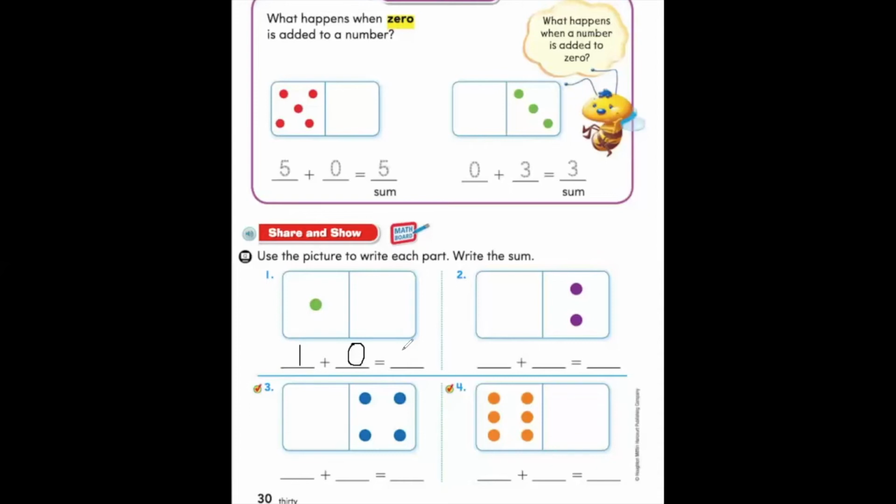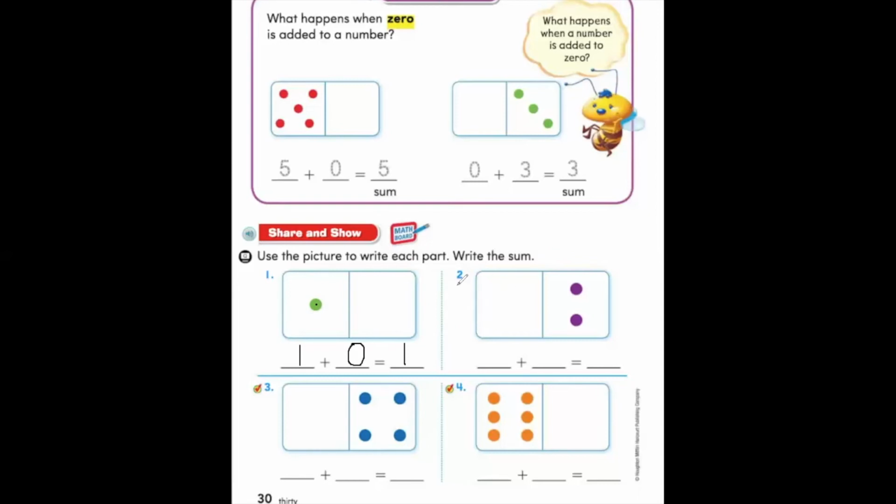Well, we know that if we add 0 to any number, the sum is that number. That means 1 plus 0 is still 1. If we want to check our answer, we can count the dots in our picture. Let's count the dots in our picture to see if the sum is correct. 1. We only have 1 dot, which means the sum is correct. We just checked. Awesome.